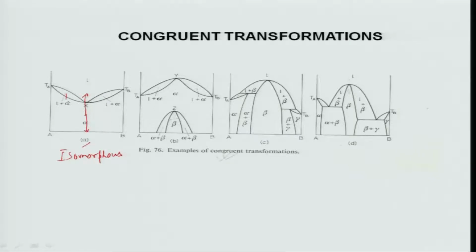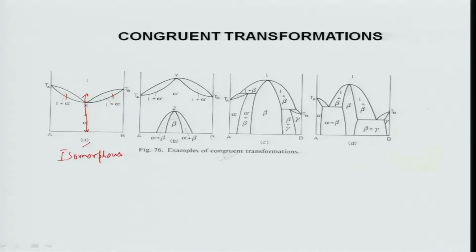On the other hand, on this side or this side, if alpha wants to melt to liquid, melting will happen over a range of temperatures. Therefore, the composition of alpha will not directly change to the composition of liquid. That is the point I am trying to tell you. So, this is frequently observed in some of these isomorphous systems.